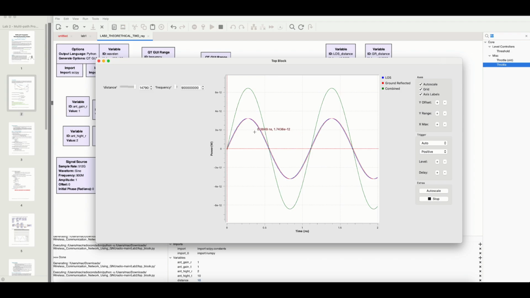This is where I'm getting my constructive interference, where your line of sight signal and your ground reflected signal are exactly in the same phase, and you're getting your signal strength almost double what is being transmitted from your transmitter. So that's the beauty of this.